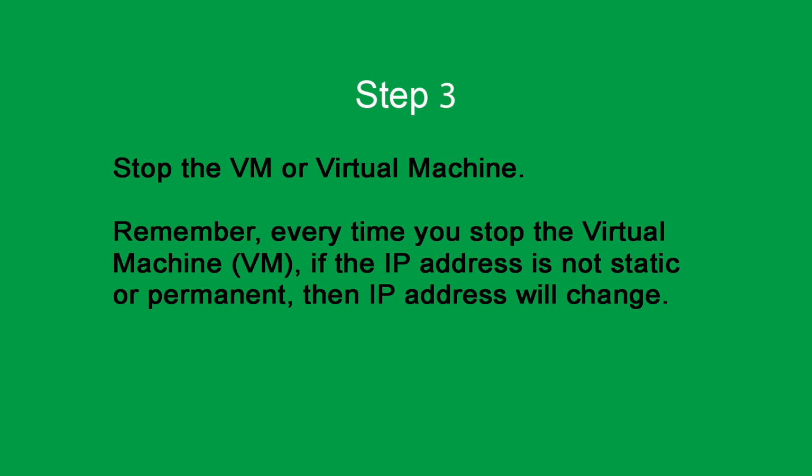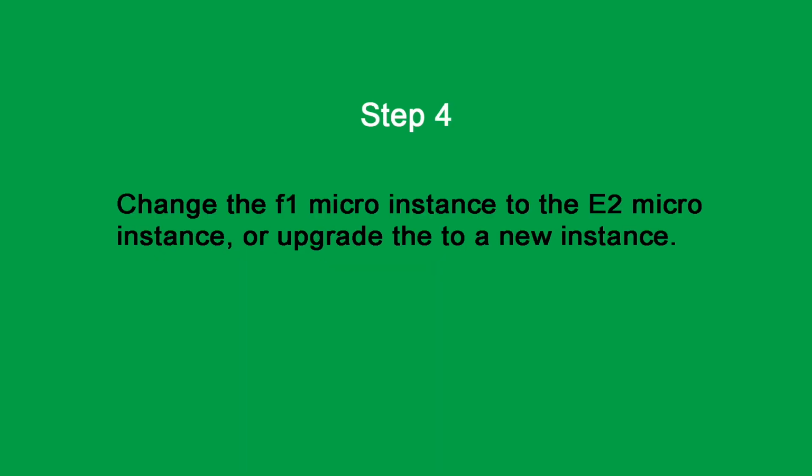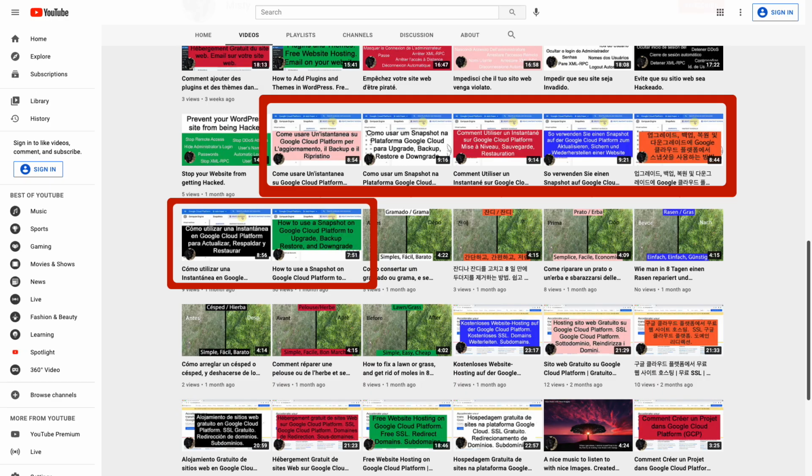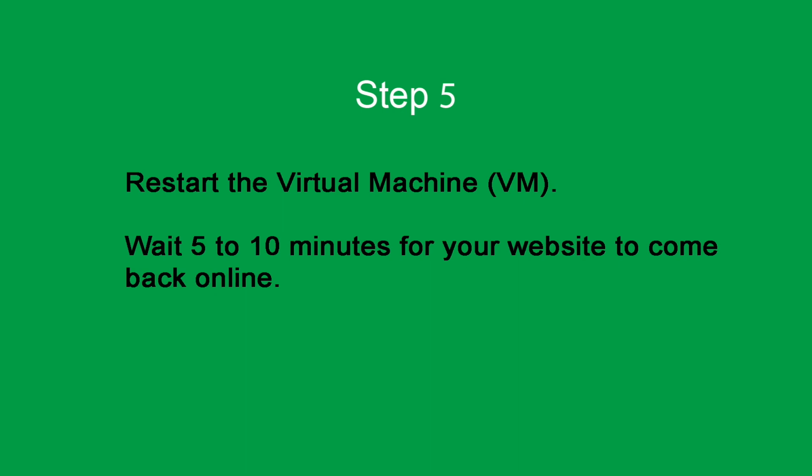Step 3. Stop the VM or virtual machine. Remember, every time you stop the virtual machine, if the IP address is not static or permanent, then the IP address will change. Step 4. Change the F1 micro instance to the E2 micro instance. However, you cannot use this method to upgrade or update the hard drive. Please see my video called How to Use a Snapshot on Google Cloud Platform to Upgrade, Downgrade, Backup, Restore. This video will show you how to upgrade or update all of it. Step 5. Restart the VM or virtual machine, and wait 5 to 10 minutes for your website to come back online.